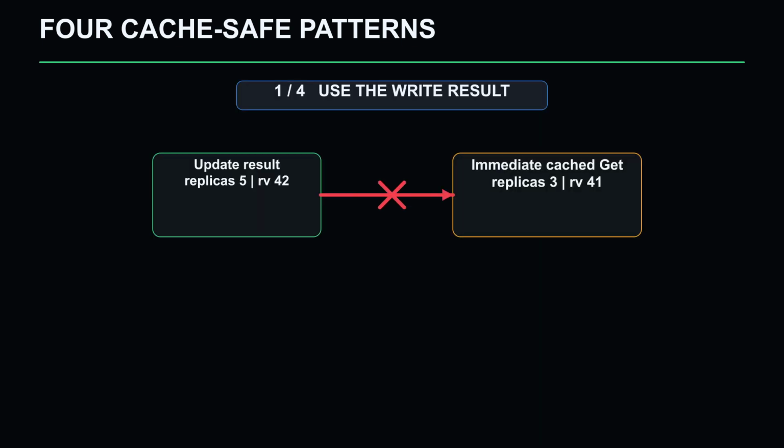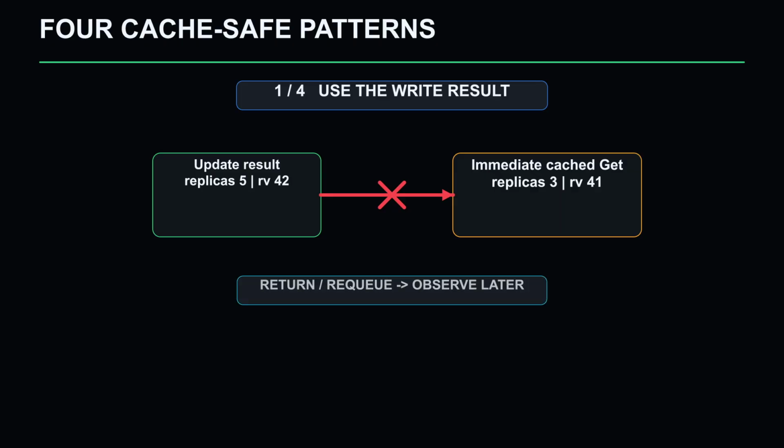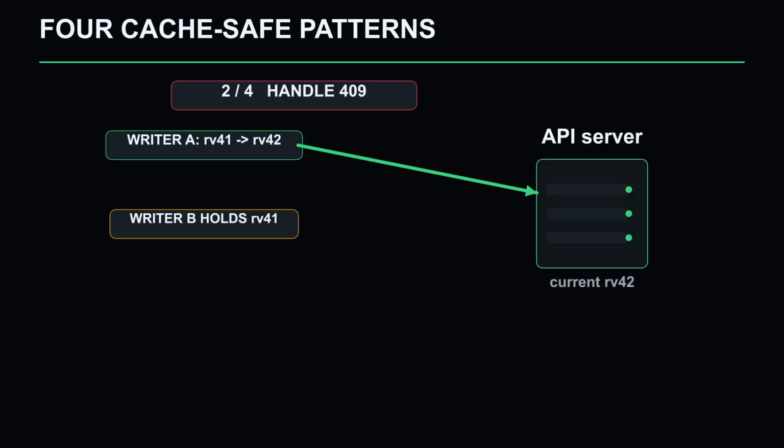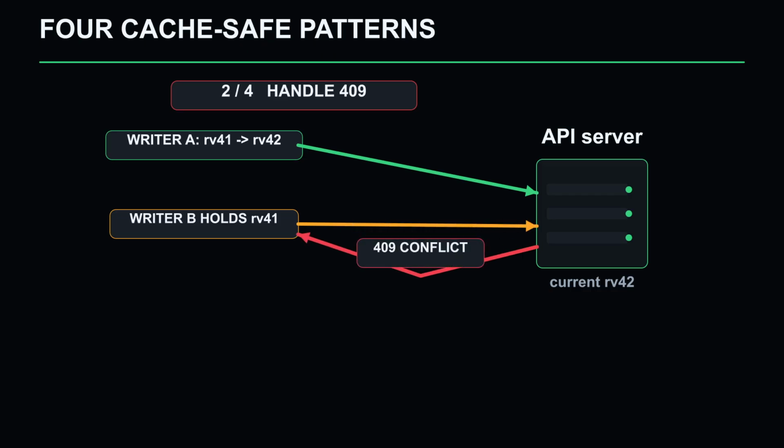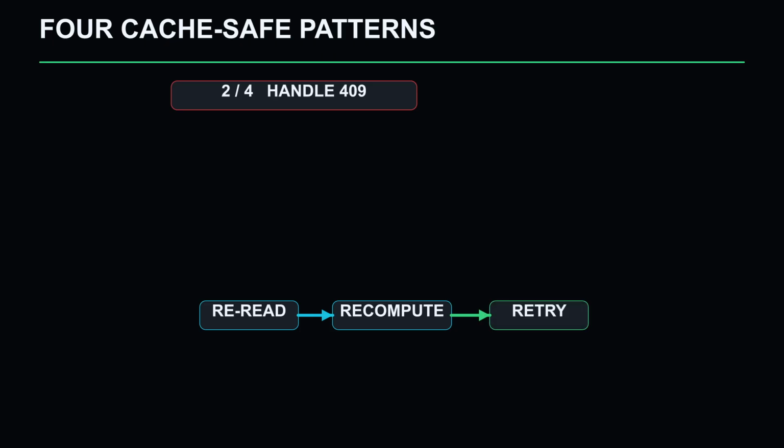First, do not write an object and immediately read the cache just to prove it worked. Use the write result when possible. Otherwise, return and let a watch event or deliberate requeue drive the next observation. Second, handle conflicts instead of hiding them. If another writer changed the object after your cached read, an update with the old resource version can receive a 409 conflict. That prevents a silent lost update. Reread, recompute, and retry appropriately.